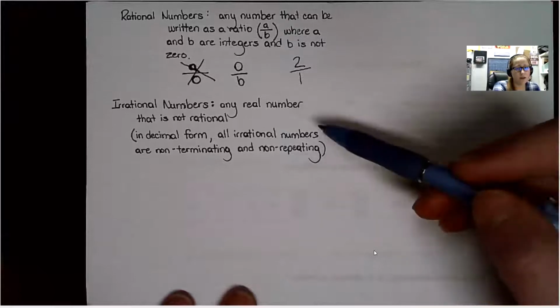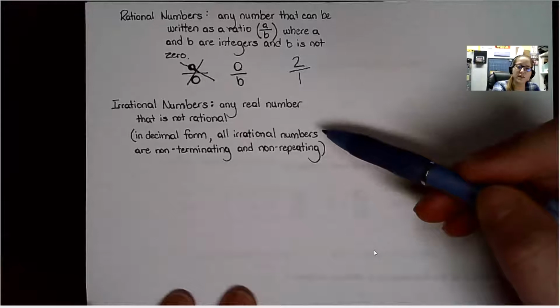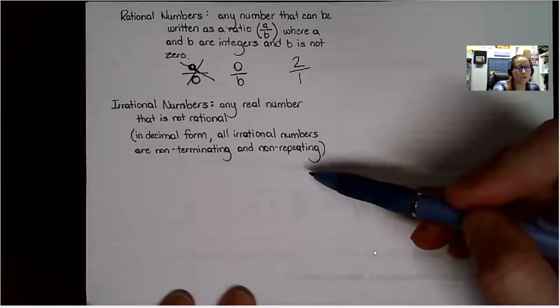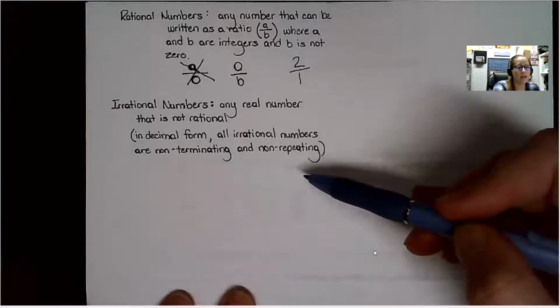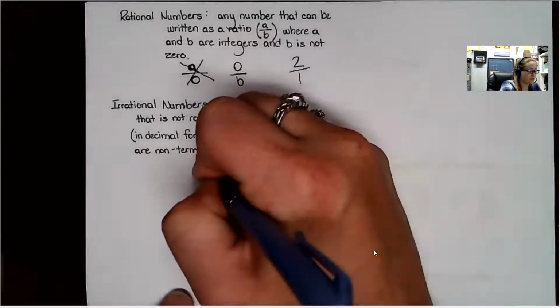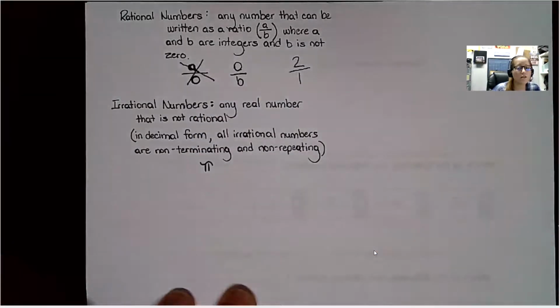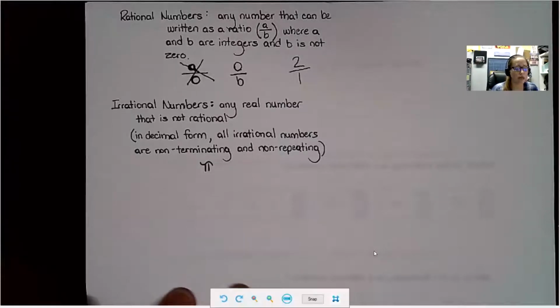Irrational numbers are going to be any real number that is not rational. Okay, they are irrational. In decimal form, all irrational numbers are non-terminating and non-repeating. For instance, some examples of irrational numbers could be pi. Okay, could also be numbers that are not perfect squares. So perfect squares mean that you find the square root of the number and you get a whole number. Numbers that are not perfect squares are numbers that you'll end up getting a very big decimal for the answer once you find the square root of that number.